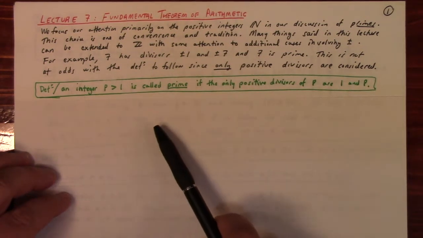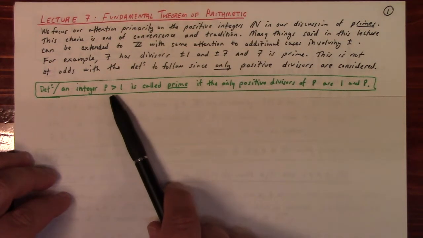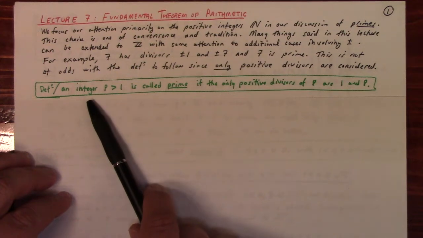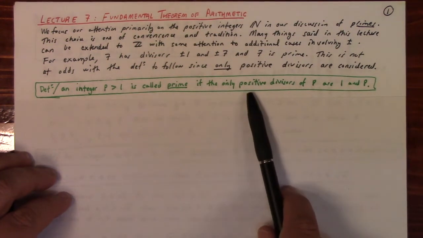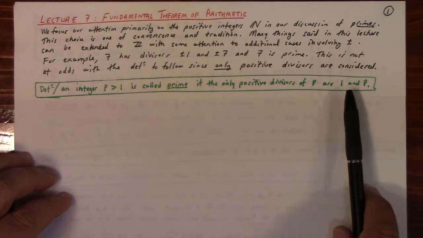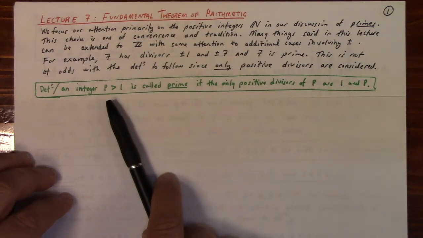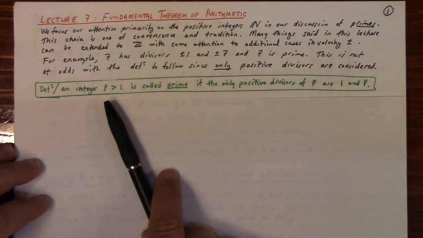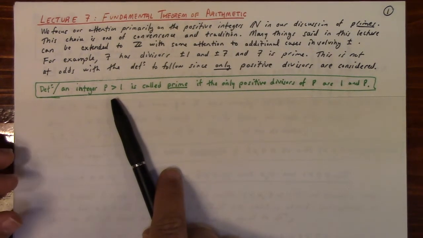So to start with, what is a prime? A positive integer is called prime if the only positive divisors of p are 1 and p. We also assume that the integer is larger than 1. So the number 1 itself is not a prime. The first prime is 2, then there's 3, and so forth.